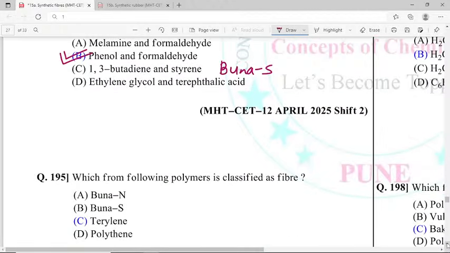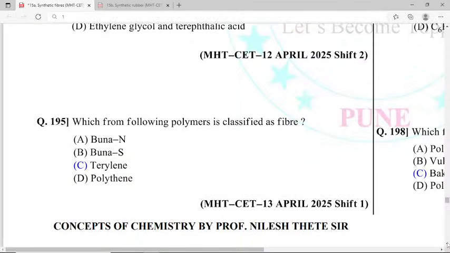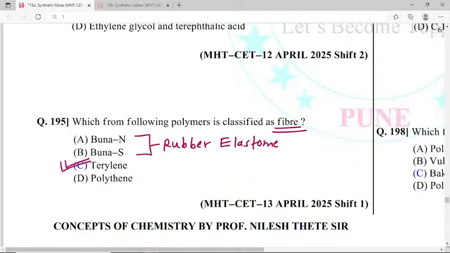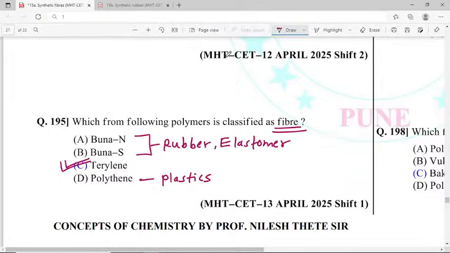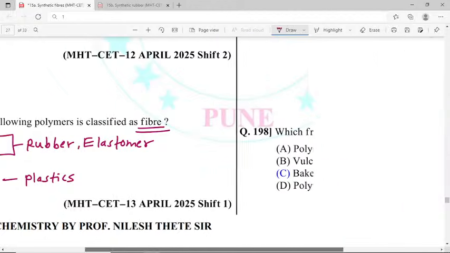Melamine formaldehyde, melamine polymer. Which from the following polymers is classified as a fiber? Again a repeat question. This is the rubber category. Actually, rubber stands for elastomer. Polythene is a plastic. Polythene is not a fiber, it is not a rubber. Polythene is a plastic.